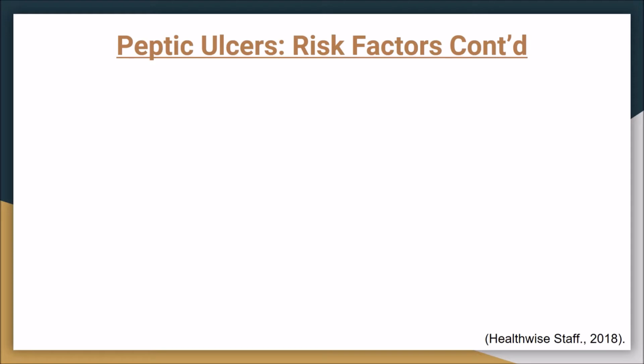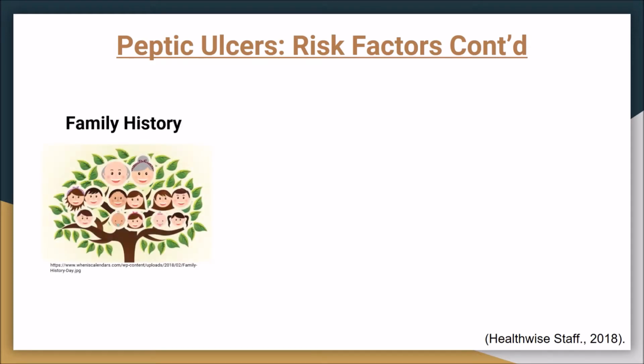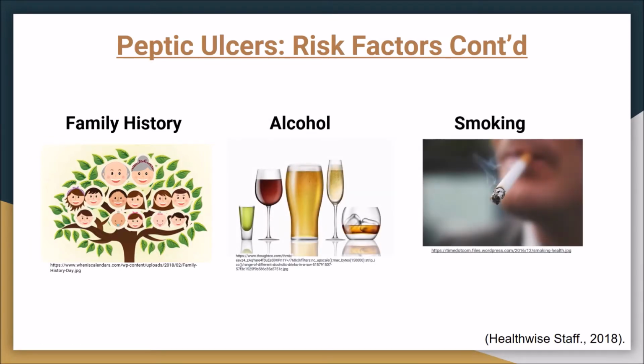Some other factors that contribute to peptic ulcer disease are if the patient has a family history of this disease, overconsumption of alcohol, and smoking.